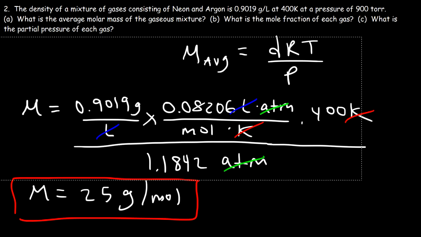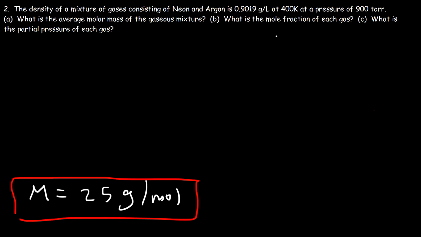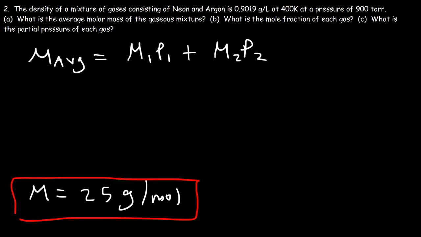First, let's get rid of some stuff. Now recall that we said that the average molar mass is equal to the molar mass times the percentage for each substance. If there's only two gases, this is it. If there's a third gas, you can add another term and so forth. But we only have two gases. Now we have the average molar mass is 25.